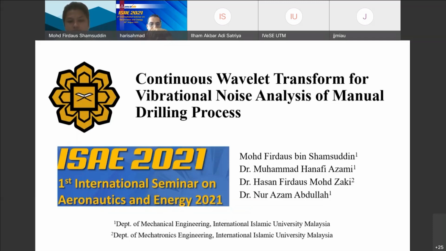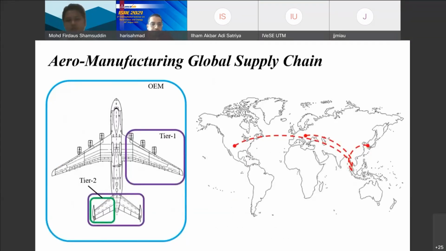Before I move forward, I think it's better for me to clarify that the focus of this project is in the aero manufacturing sector. So let me give some brief introduction into the aero manufacturing sector. First, the aero manufacturing sector right now is spanning globally. We have a global supply chain, whereas the famous OEMs are Airbus and Boeing, and they hold the design of the aircraft. They're going to design the whole aircraft.